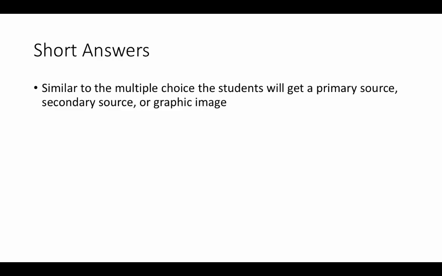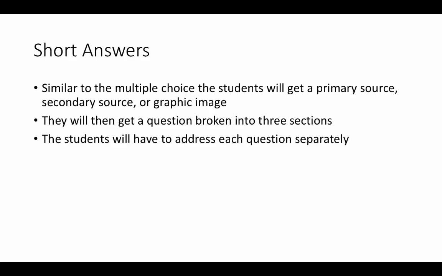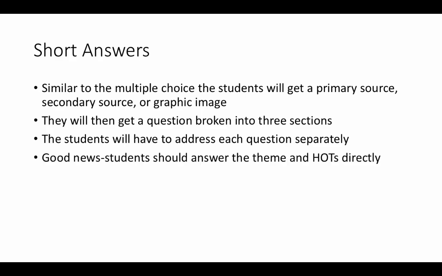Next up, on the short answer section. The short answer section is very similar to multiple choice. Students are going to get a primary source, a secondary source, or a graphic image. They then are going to get a question broken down into 3 sections. That's true for AP US and AP European. In AP World, you might actually see a question broken down into 2 sections. So it's possible for 2 or 3. I would suggest giving your students practice questions that are 3 sections just so that they get used to doing that. The students are going to have to address each question separately.